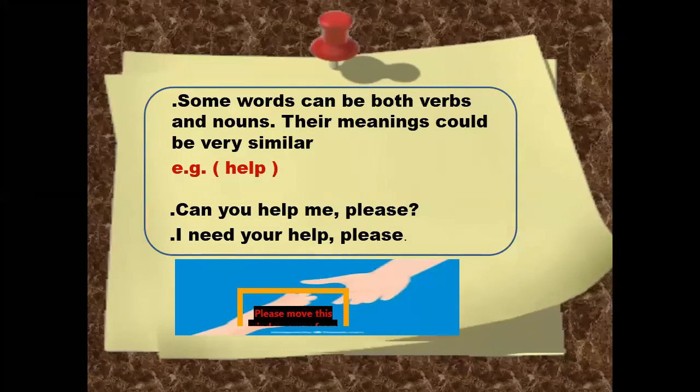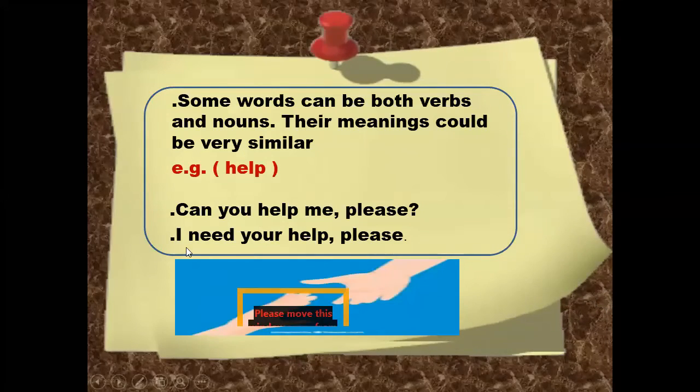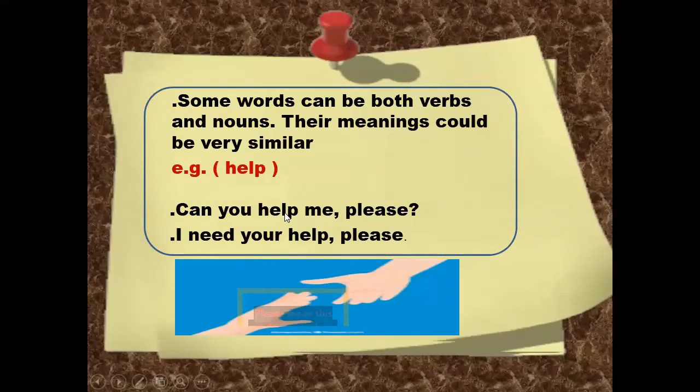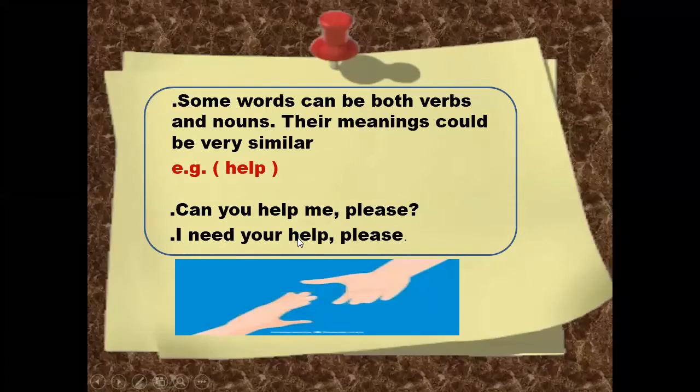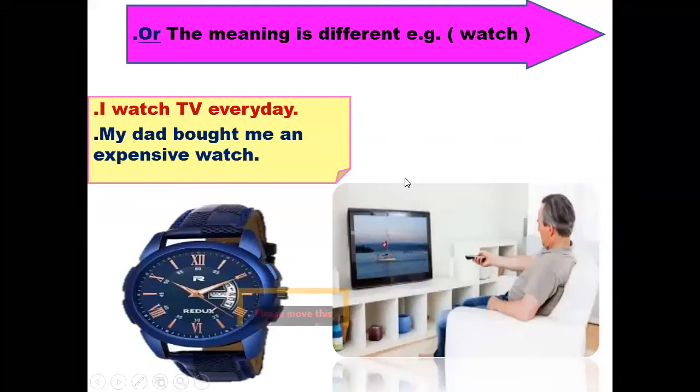Then we have some words that can be both verbs and nouns. Their meanings could be very similar, like the word help. Can you help me? Here, help is a verb. I need your help, please. Here, help is a noun. So the word help can be either a verb or a noun, but the meaning is the same. Other words, when they are a verb or noun, are entirely different, like the word watch.